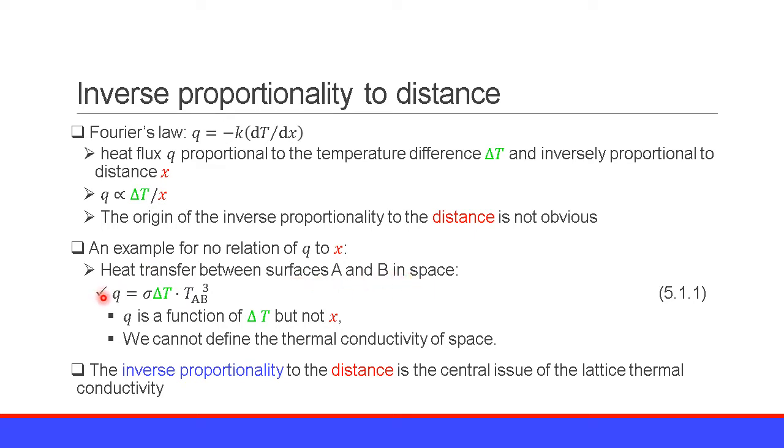The heat flux Q is equal to the Stefan-Boltzmann constant sigma times the temperature difference delta T times the average temperature cubed. So the heat flow Q is a function of the temperature difference delta T, but not a function of the distance x. Therefore, we cannot define the thermal conductivity of space. The inverse proportionality to the distance is the central issue of the lattice thermal conductivity.